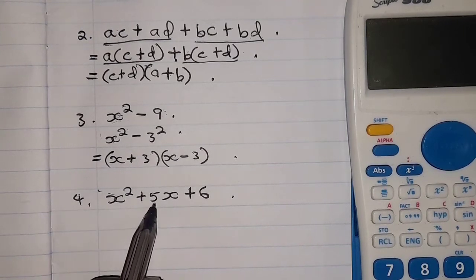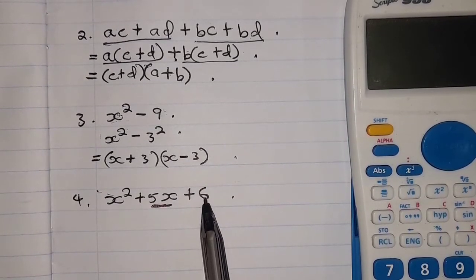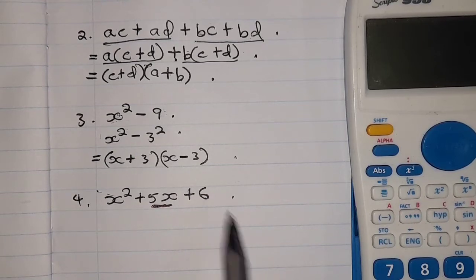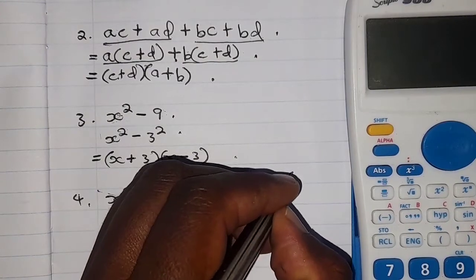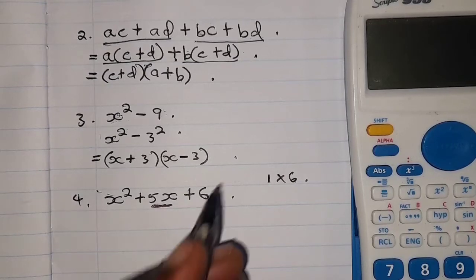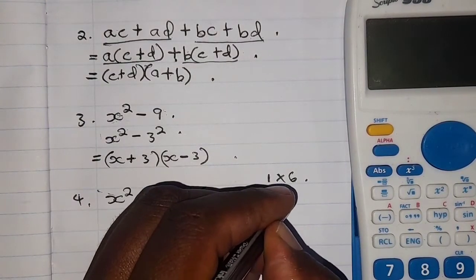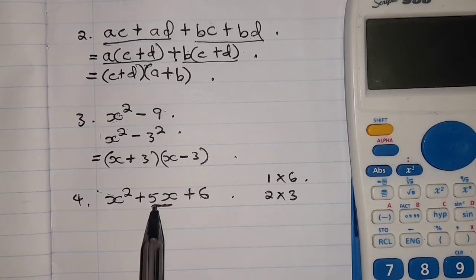We are going to break this term into 2 different terms. How do we do that? We look for factors of 6. The factors of 6, we have 1 multiplied by 6. 1 and 6, they are factors of 6. If we multiply them, they give us 6. We also have 2 multiplied by 3. These are also factors of 6. But I want a pair which, if I add, is going to give us 5.